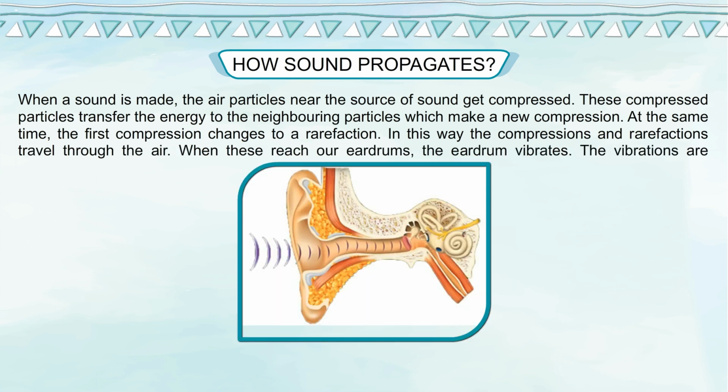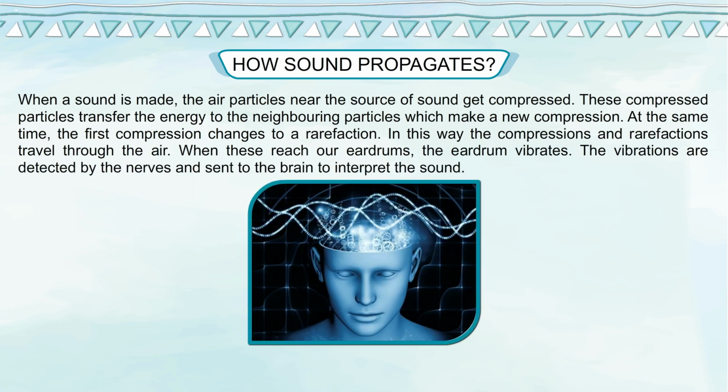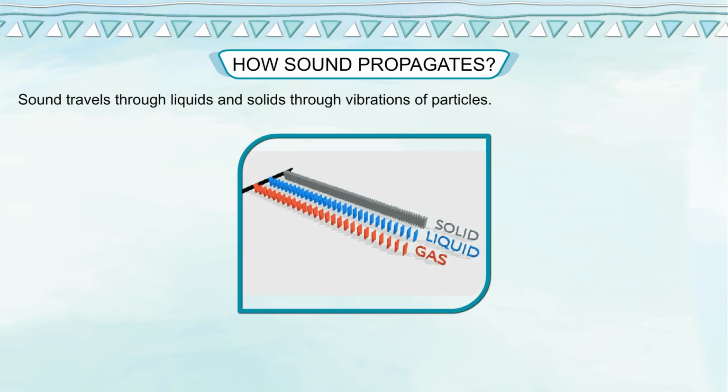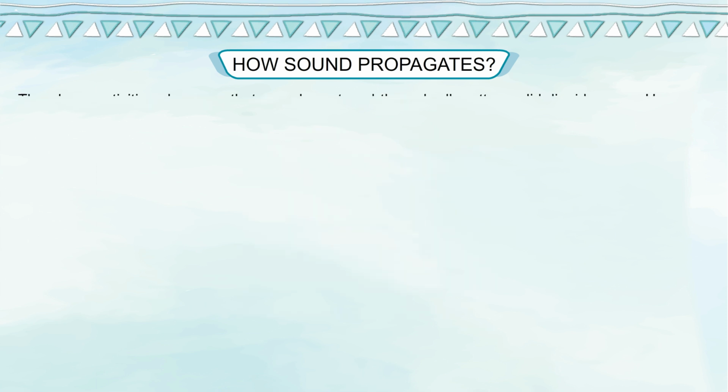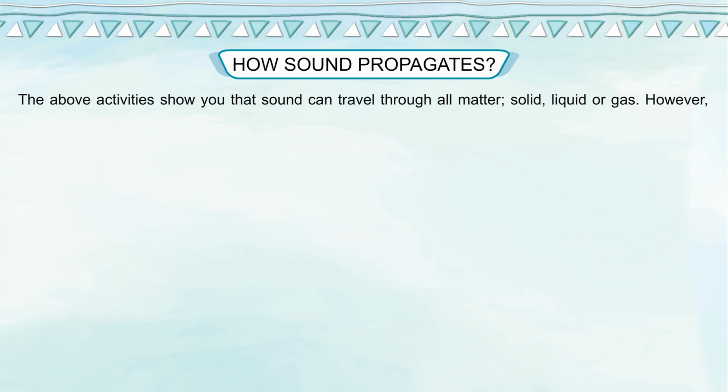When these reach our eardrums, the eardrum vibrates. The vibrations are detected by the nerves and sent to the brain to interpret the sound. Sound travels through liquids and solids through vibrations of particles. The above activities show you that sound can travel through all matter, solid, liquid or gas.